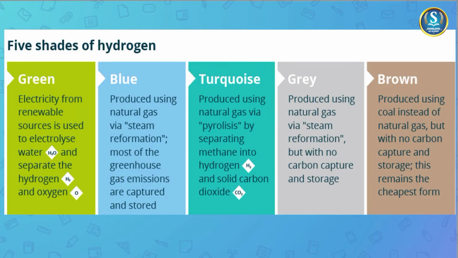And here, when it comes to hydrogen fuel, not just hydrogen, we categorize them into 5 different shades or colors. The first one is green hydrogen fuel. Here, the electricity from the renewable sources is used to electrolyze water and separate the hydrogen and oxygen.